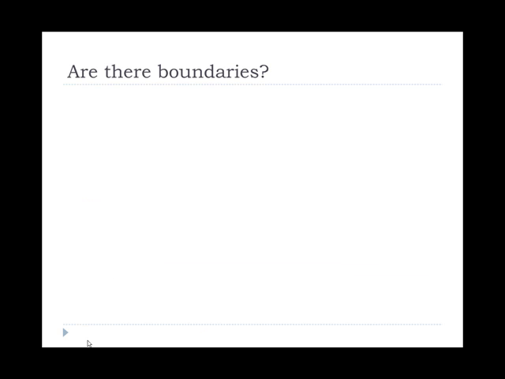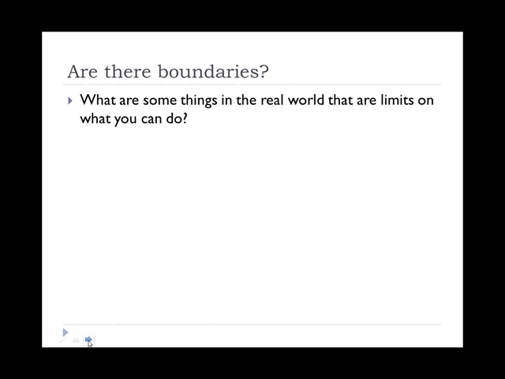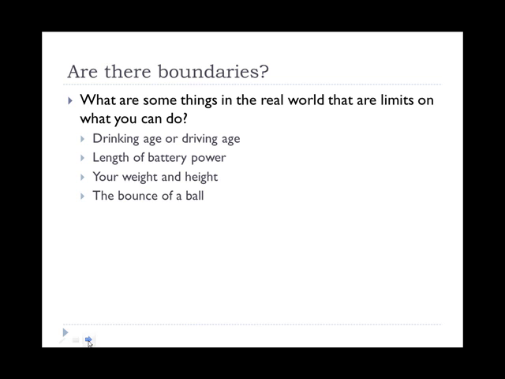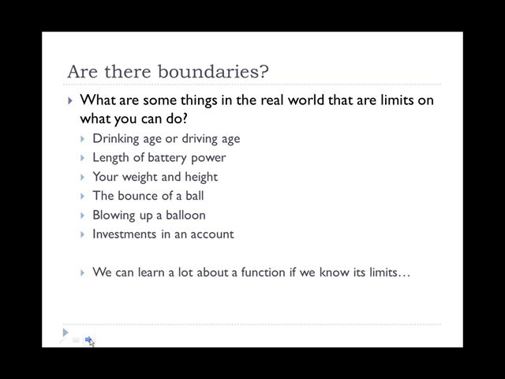So as we talk about limit, let's talk about the word boundaries, because when you limit things, it's very similar to setting boundaries. So think about some things in the real world that you consider that you have limits on. How about, for example, the drinking or driving age, or the length of the battery power, or your weight and height, the number of times a ball will bounce when you throw it in the air, the blowing up of a balloon, investments in an account. All of these things have limits, and we can learn a lot about a function if we know what its limitations are. And so that's what we're going to look at first.